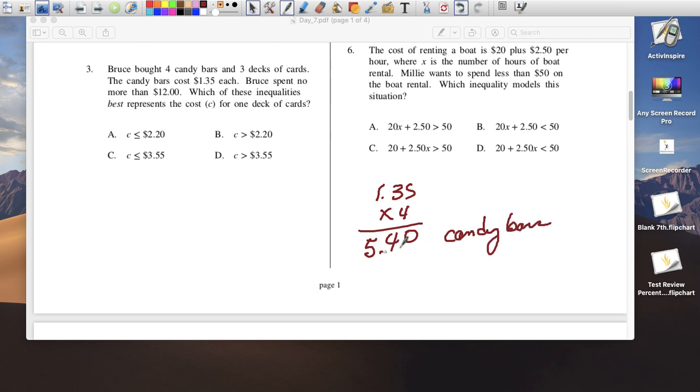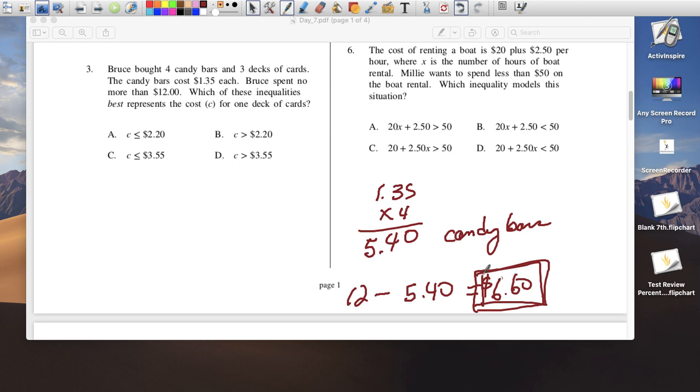How much did he have? $12. So 12 minus 5.40 means that he had how much left over? Not $7, but $6.60. $6.60 left over. So assume that he had $12, bought the candy, spent $5.40, and now he has $6.60. He doesn't want to spend more than 12, so that's the maximum. So he has $6.60 left over for the deck of cards.